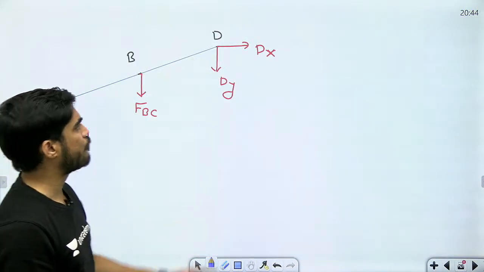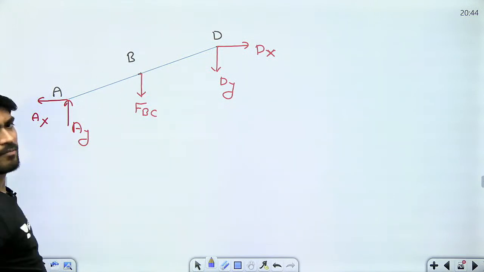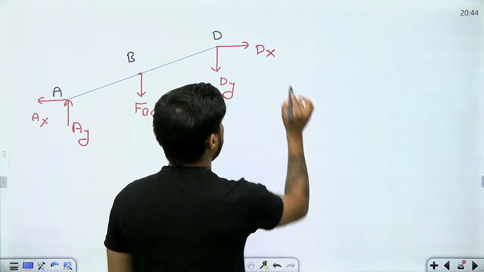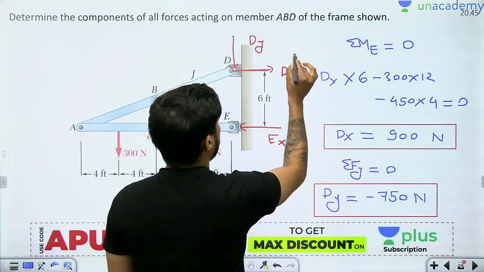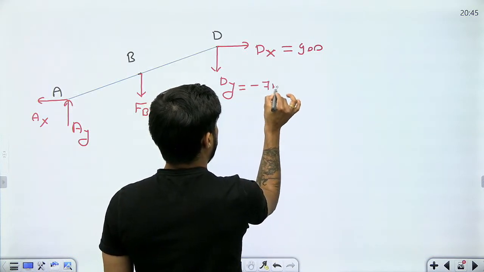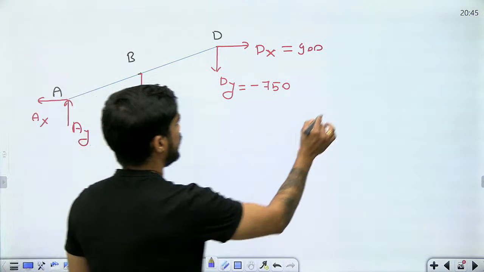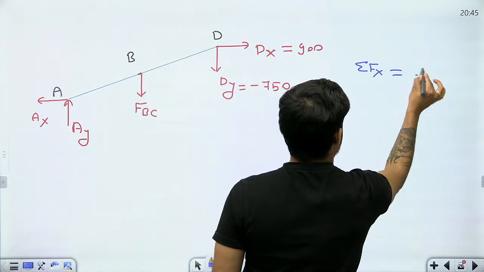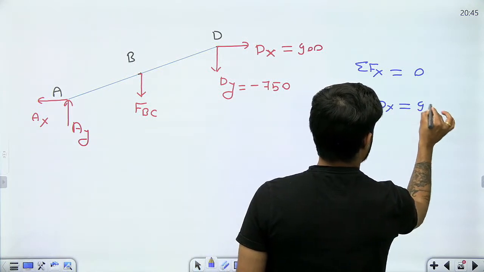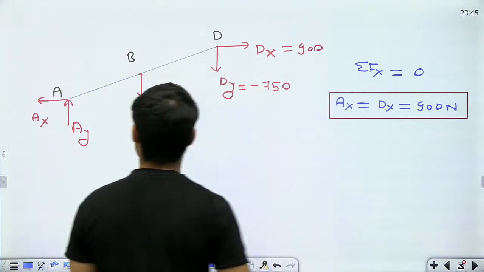Now once I have got DX and DY, I can calculate AX, AY and FBC from this free body diagram. Now there are only three unknowns. So I can calculate them easily, right? DX is how much? 900. DY is how much? Minus 750. So from summation of Fx equals to 0, AX will be equal to DX, which is 900 Newton.